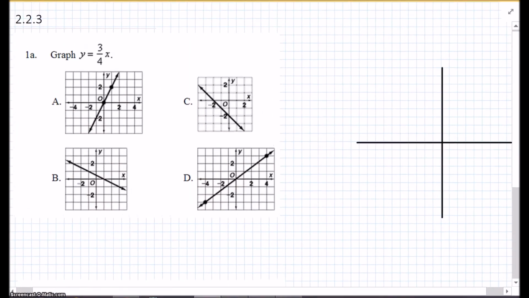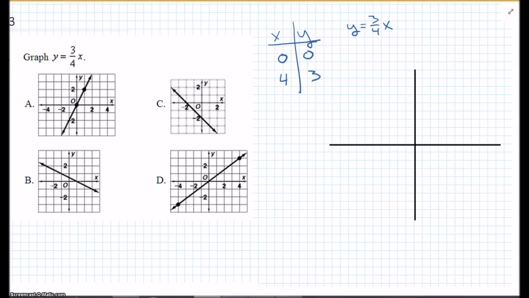Alright, here we go. 1a, graph y equals 3/4 x. So here's an x and a y, and our equation is y equals 3/4 x. If we made x 0, y would be 0. And if we made x 4, y would be 3. Those are some easy points to plot. So let's plot them: (0, 0) and (4, 3). It's going to look something like this one.